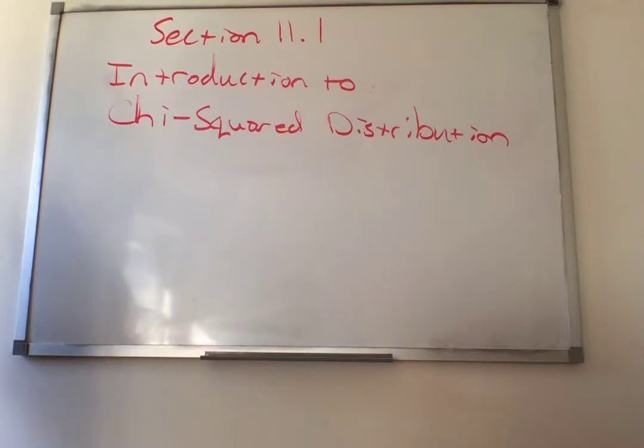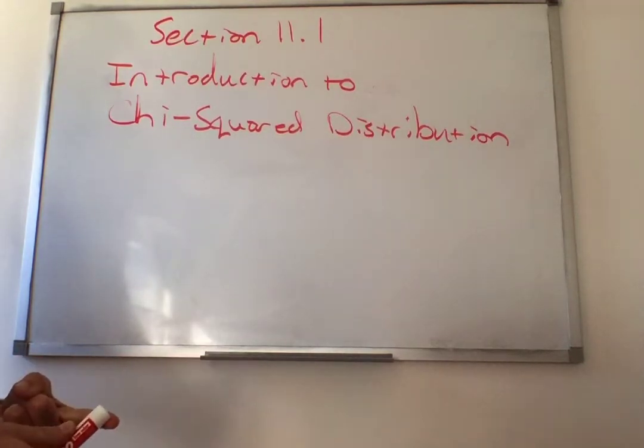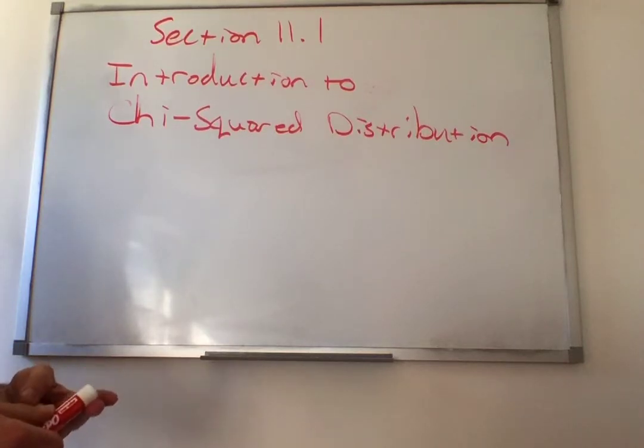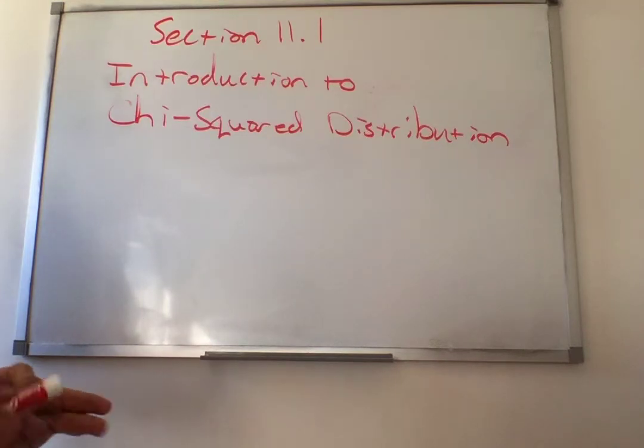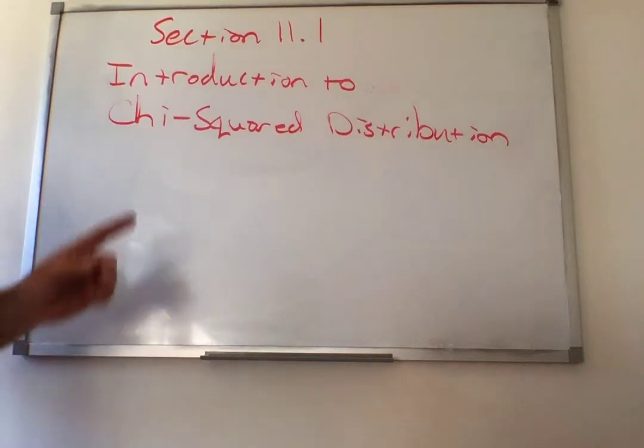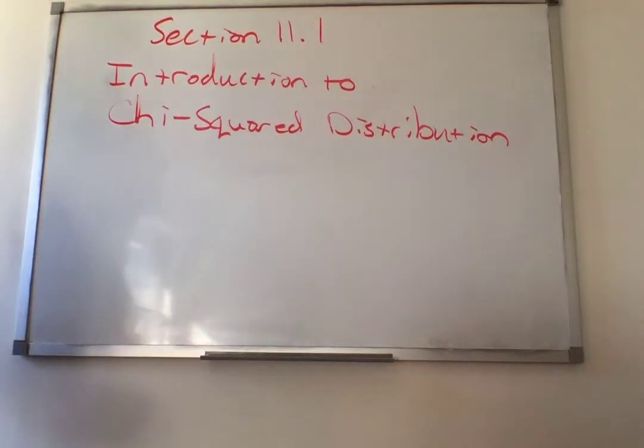Okay? Now, to do this, we need to talk about a new distribution. So far, we had the z distribution, which you use for the mean if you know the population standard deviation, and for a proportion. We had the t distribution, which was used to make a confidence interval for the mean if you did not know the population standard deviation. Now, this is going to be the chi-squared distribution.